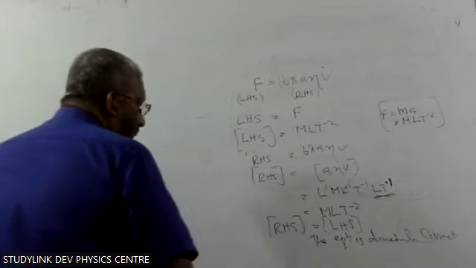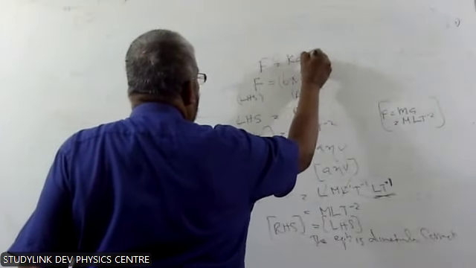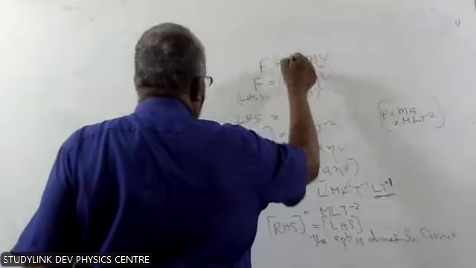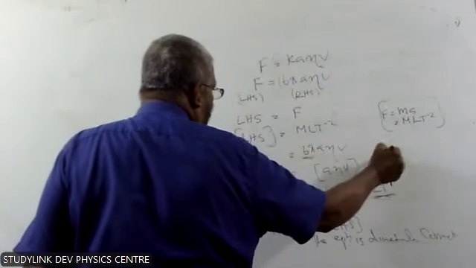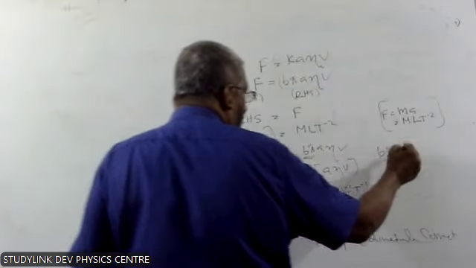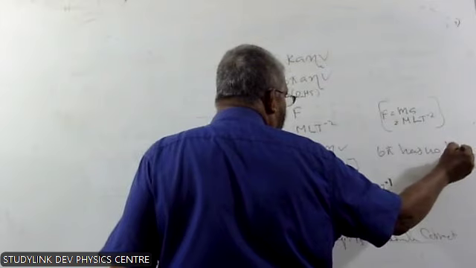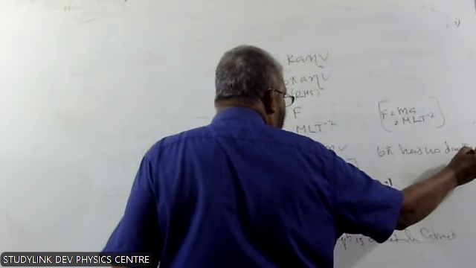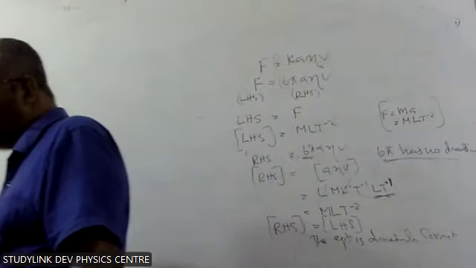Sometimes they give the equation as F equals K A eta V. Then K is ignored. So if here you write it, it has no dimension. Better, because you are proving to the examiner that you know everything.